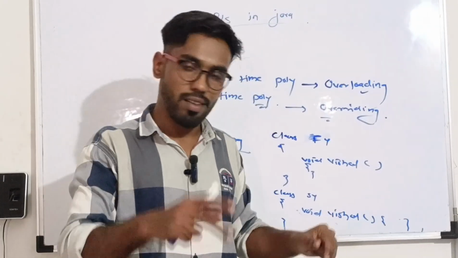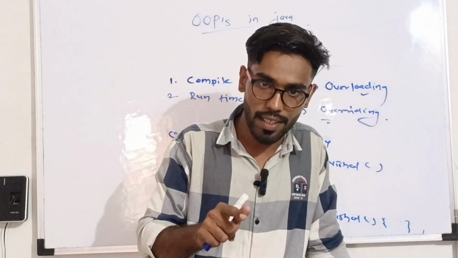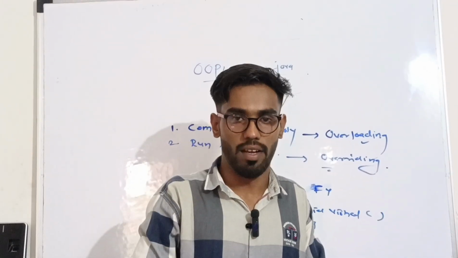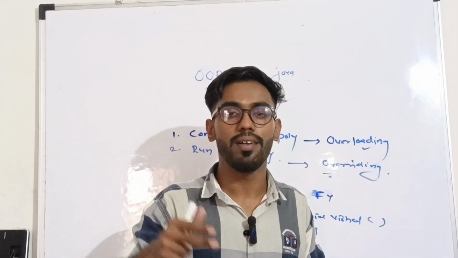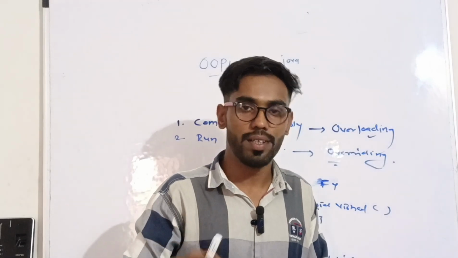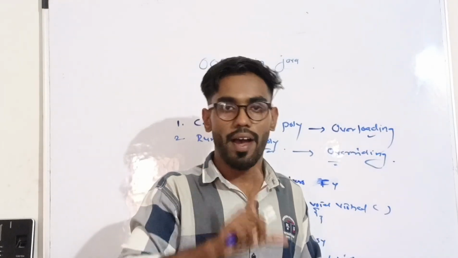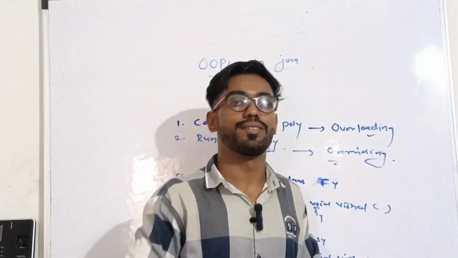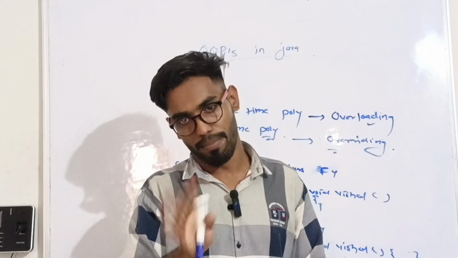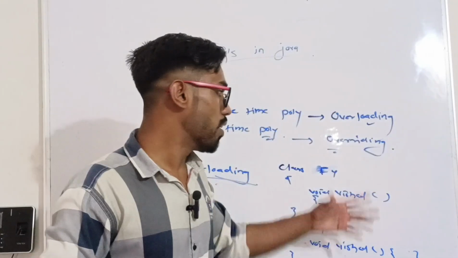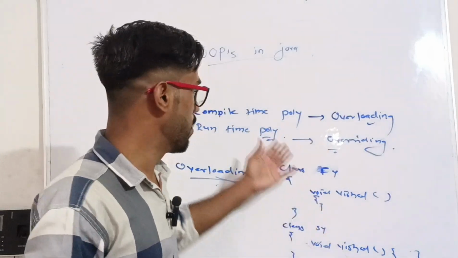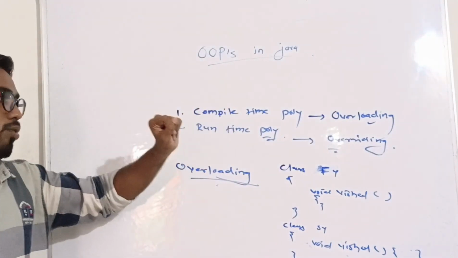What about overloading? Simple, a single class has two same Vishals, but different color, different height, different surname. And what about overriding? Overriding is nothing but the same Vishal in first year as well as second year. First year is a super class and second year is a subclass. So that is the concept of polymorphism.